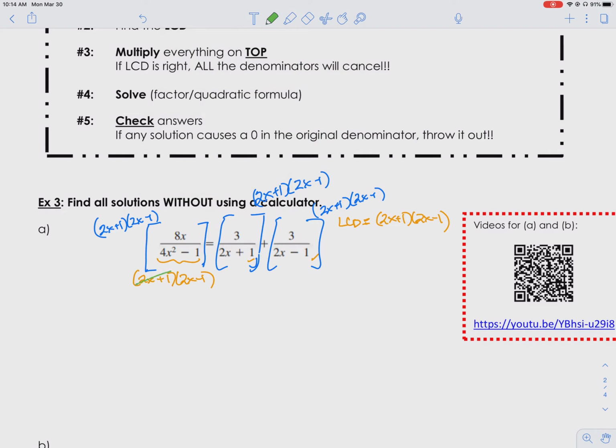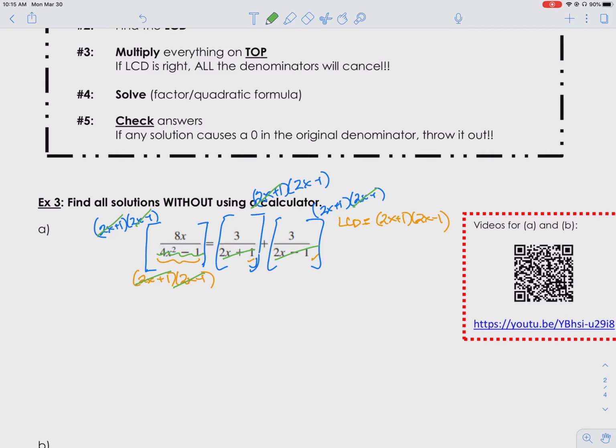So the 2x plus 1 cancels, 2x minus 1 cancels. Of course, that was already done because I factored it. This one cancels, and this one cancels, okay? So notice there is nothing on the bottom. Everything is canceled out, okay? If that doesn't happen, then you've chosen the wrong least common denominator. All right, so now here's the hard part, okay? And that is just making sure that you have all the pieces when you finish.